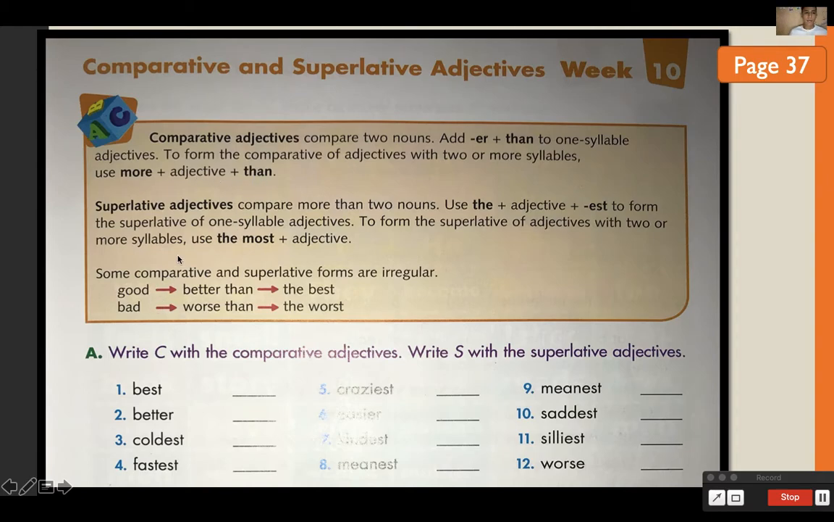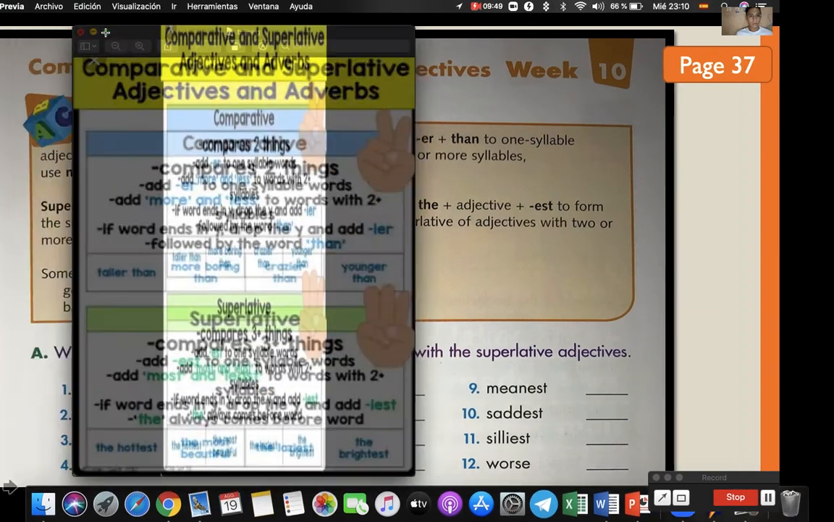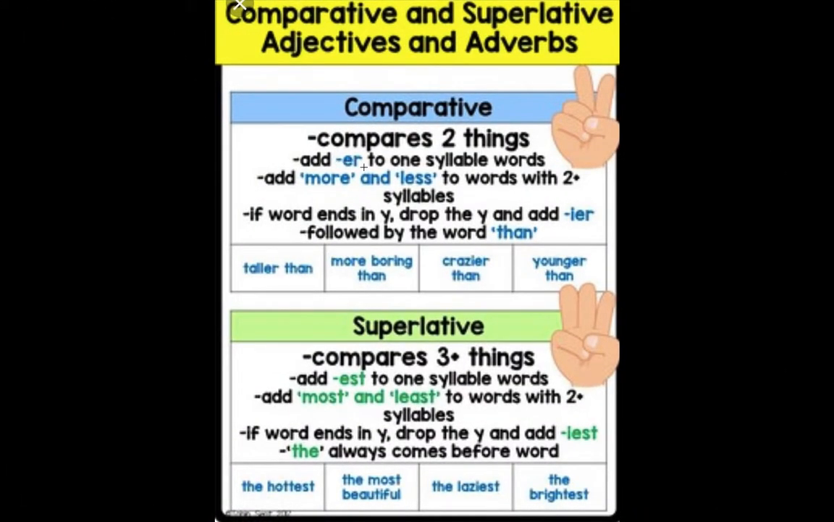Okay, example. I have something about it over here. Okay, compare two things. Add er to one syllable words. Add more and less to words with 2 syllables. For example, taller than, more boring than, crazier than, younger than, ¿ok? Los comparativos siempre terminan con ER. Los superlativos comparan three things o más, tres cosas o más, y estos terminan con EST, ¿ok? For example, the hottest, the most beautiful, the laziest, the brightest.